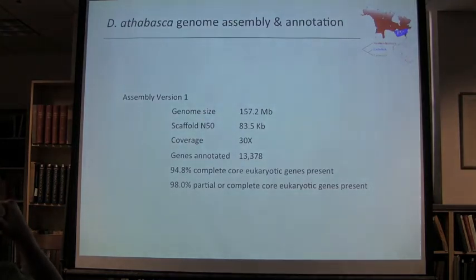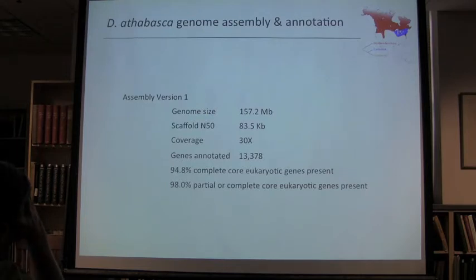The scaffold N50, which is a measurement of assembly quality essentially, was 83 kb, and this is the size at which 50% of the genome is contained in scaffolds this size or larger. And the average coverage over the genome was 30x. We have 13,000 annotated genes, and when we look at the core set of conserved eukaryotic genes in the genome, we find that 94% of them are complete in the Athabasca genome, and 98% of them are contained partially or complete in the genome.